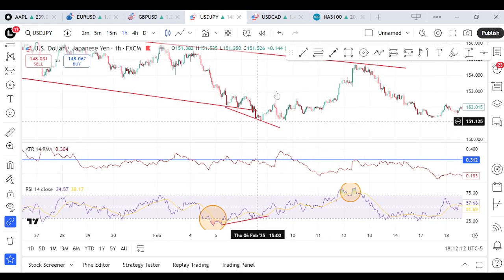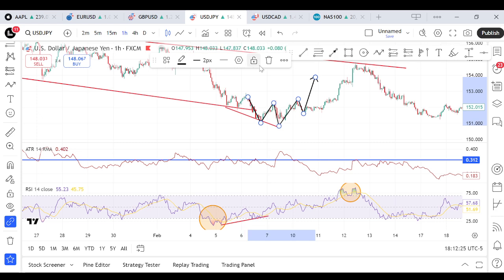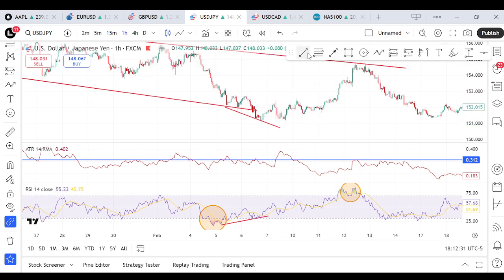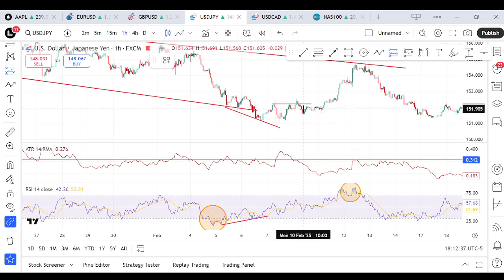We have this double bottom right here. I'm just going to draw it out. We have the first one here, the neckline, the next bottom, and the break of this neckline, pull back a bit, and continuation. So this is just the typical double bottom, and we'll just be looking to take our trade at the break of this neckline. And here we are, could just take a buy trade from here.